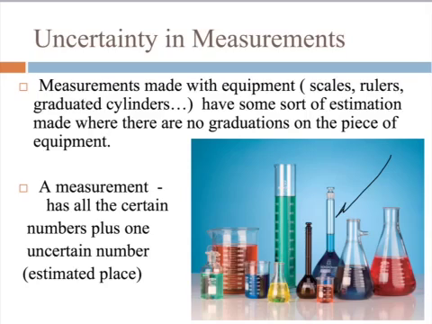So measurements are made with equipment, and our equipment has some sort of gradations on it, the markings on it. So you get to make a measurement yourself, and when you make that measurement with whatever you're using, even if it's a ruler, there's always some sort of estimation. So you get all the digits that you're certain about on that scale, plus one extra guess, which we call the estimation place. So a measurement has all the certain numbers plus one uncertain number, which is the estimated place.